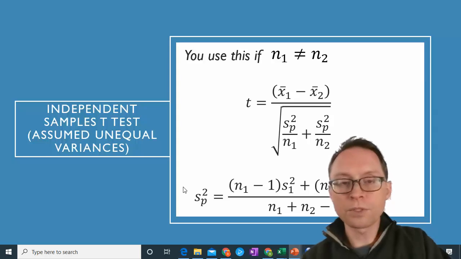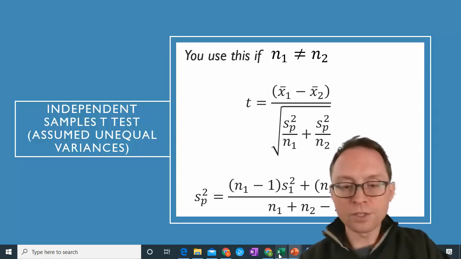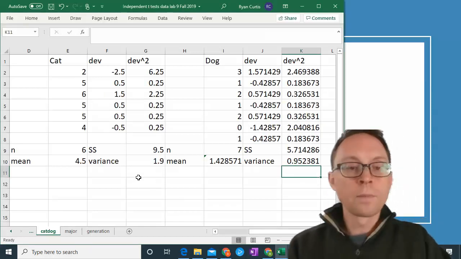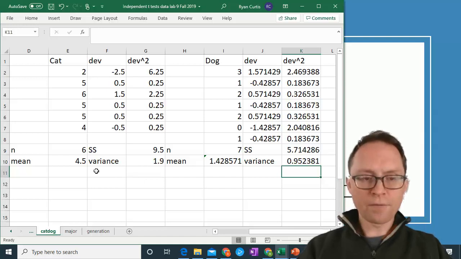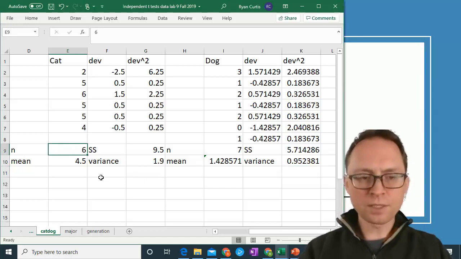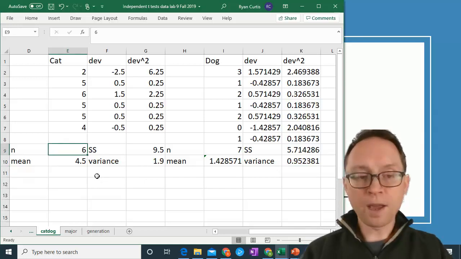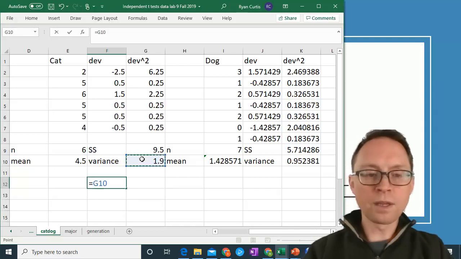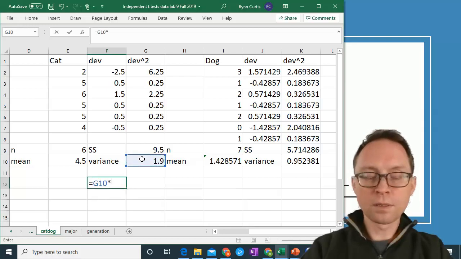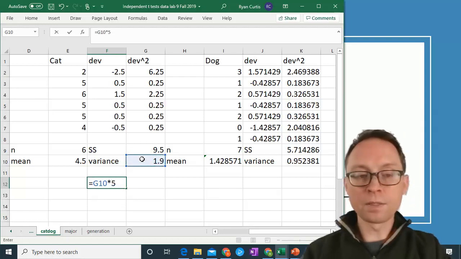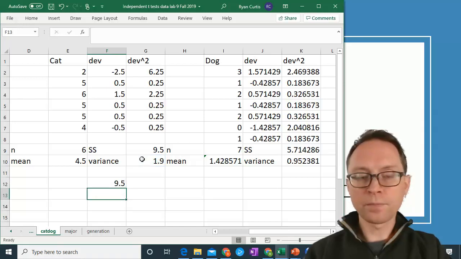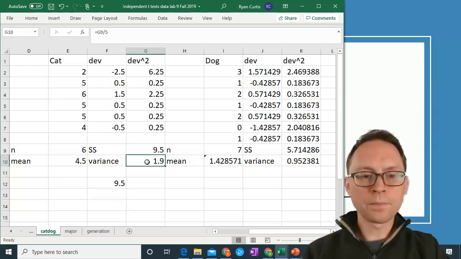So let's go and do all of those things in our calculation to make sure that we've got it right. So n sub 1 minus 1 is 5, right? Here's n sub 1, it's 6. Minus 1 is 5. So we need the variance times 5, because n sub 1 is 6 minus 1 is 5. We get this, all right, 9.5, right? Good.